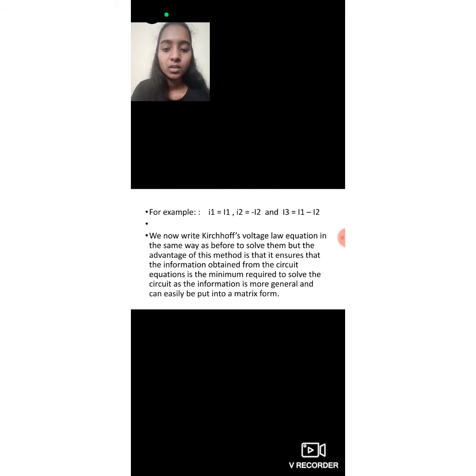I2. We now write Kirchhoff's voltage law equations in the same way as before to solve them, but the advantage of this method is that it ensures that the information obtained from the circuit equations is the minimum required to solve the circuit, as the information is more general and can easily be put into a matrix form.